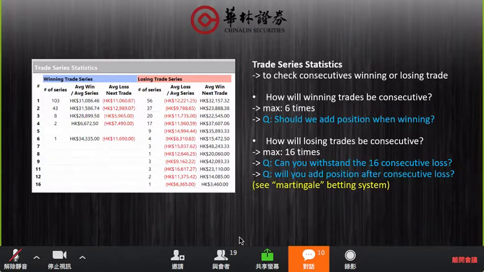Another is, will you consider adding position if you have consecutive wins? For example, if the first trade I make profit, second trade I make profit, and the third trade I make profit as well, I'm not so sure how long it can last, but will I double my bet or maybe add 15% more of my bet? This is one thing that you have to think about, and it's something related to so-called position sizing. Don't worry, it will be covered afterwards.